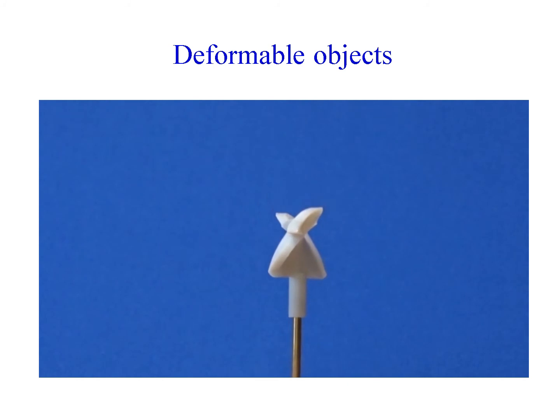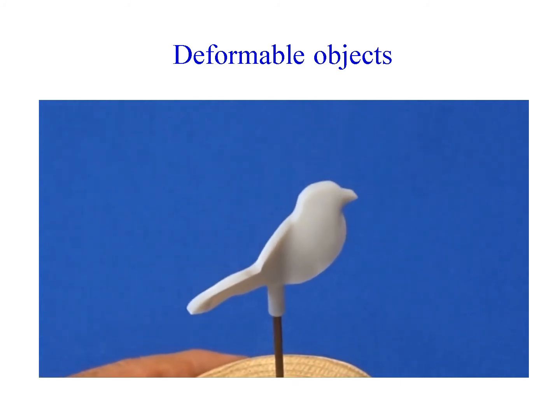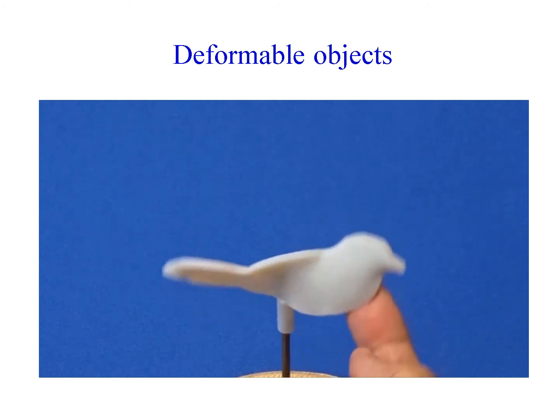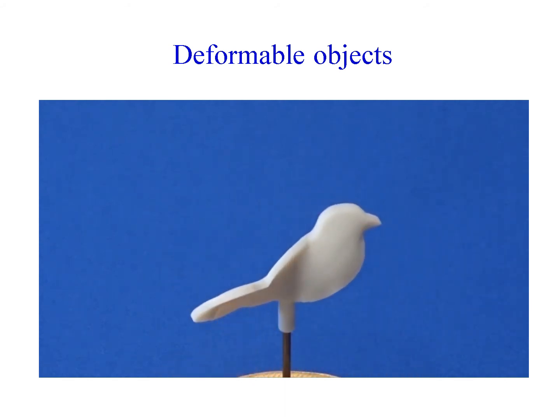However, we have an impression that the object is deforming during the rotation, and hence we call it a deformable object. This is the fifth class of impossible objects.